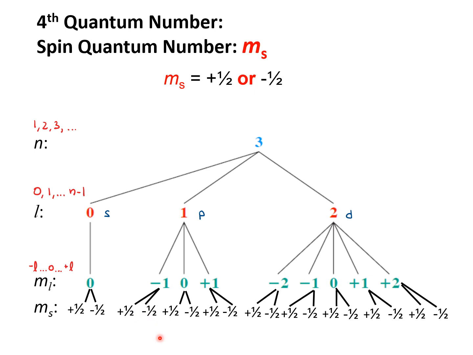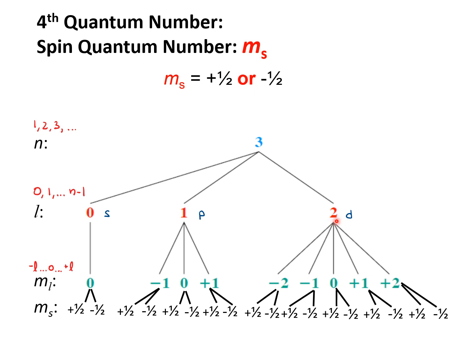The first electron always has a spin of plus a half, and the second electron in an orbital always has a spin of minus a half. And so in each of these 3p orbitals, we can have 2 electrons each, and therefore we can have a total of 6 electrons in our 3p atomic orbitals.